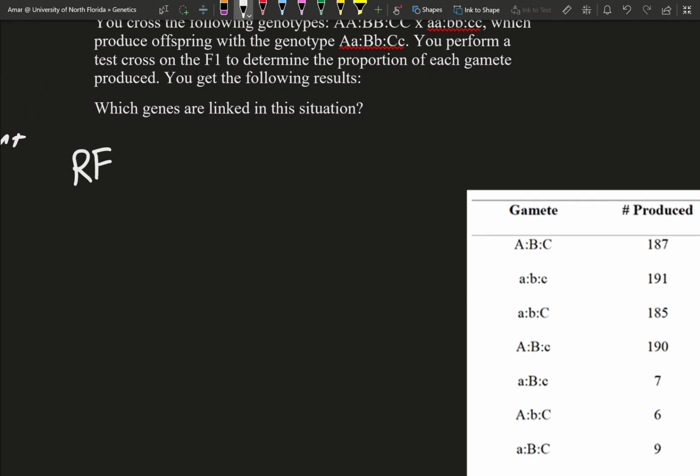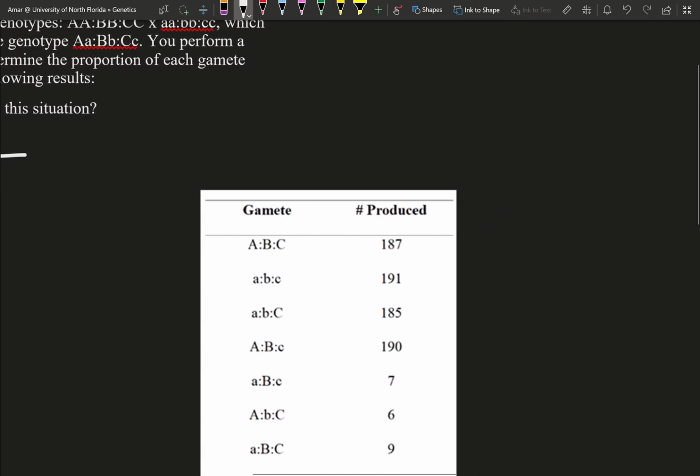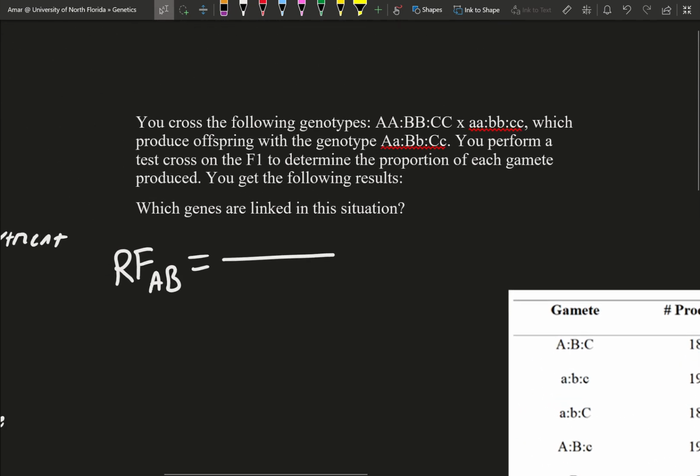So to begin with, recombination frequency equations, you can only use it to compare 2 genes at a time. So what we're going to do is compare the recombination frequency of big A and big B. And I've already calculated the total over here, which is 782.